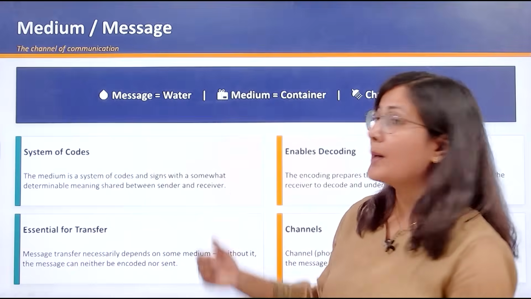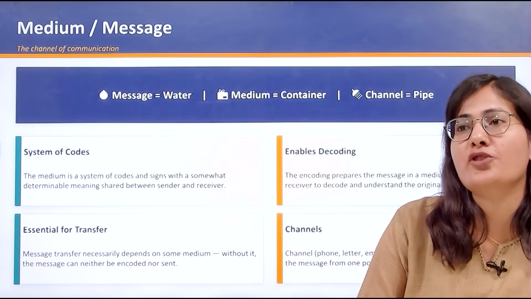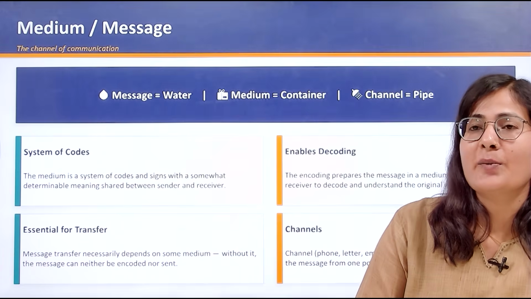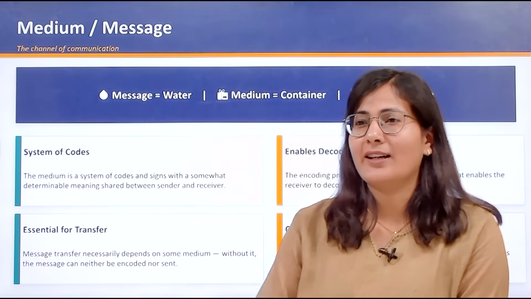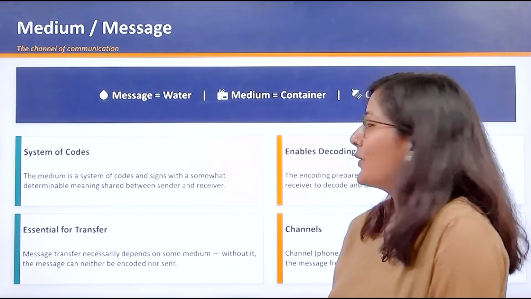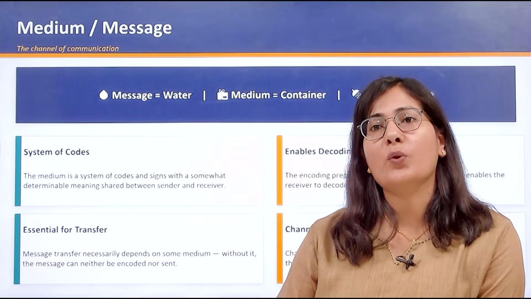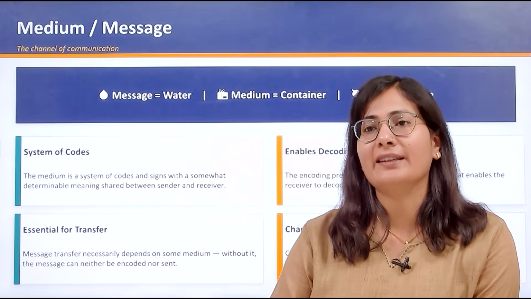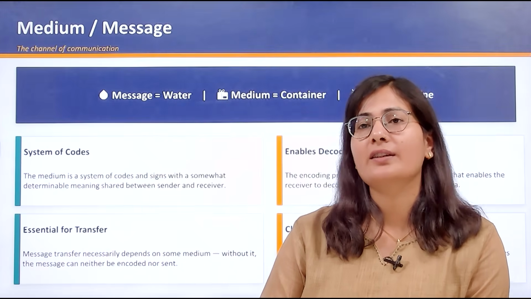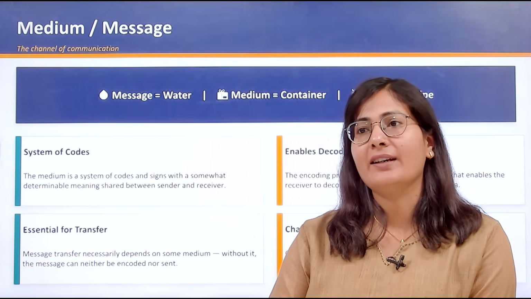Then comes the medium or message. This is a kind of channel of communication. Here the message can be treated as flowing like water, the medium is a kind of container, and then the channel works as a pipe, right? So the medium is a system of codes and signs with a somewhat determinable meaning shared between sender and receiver.